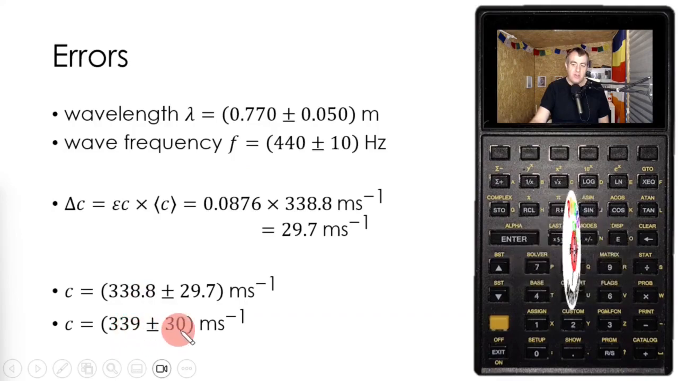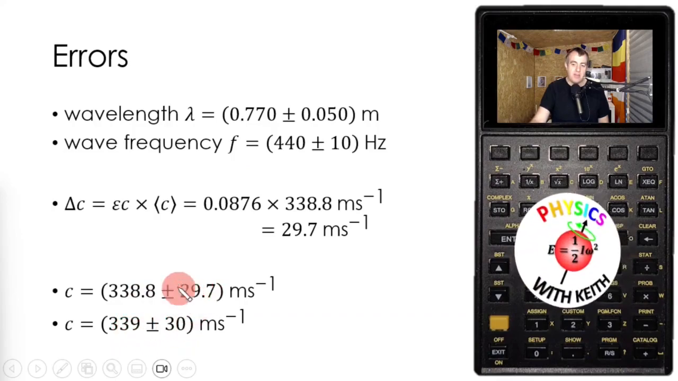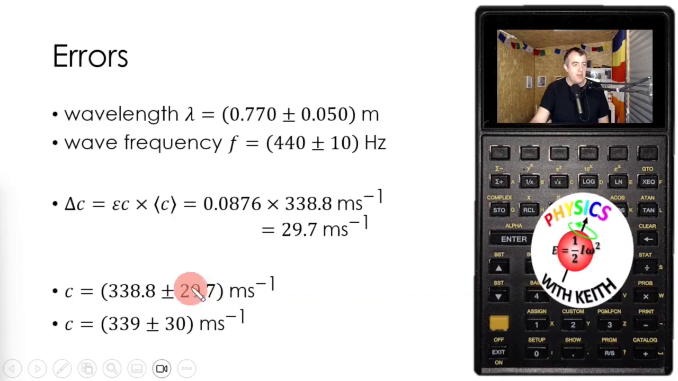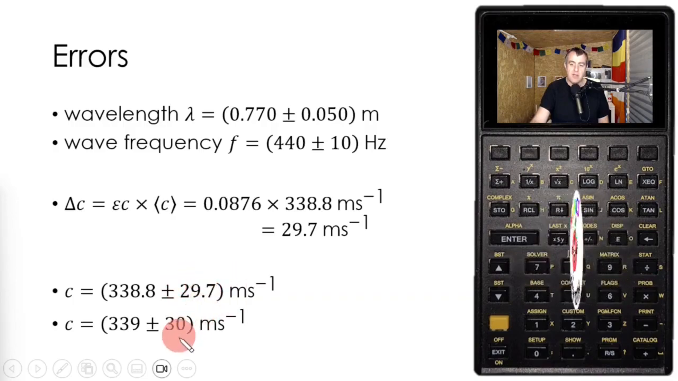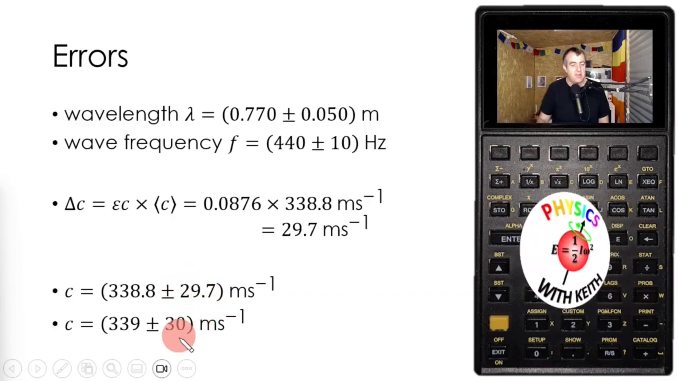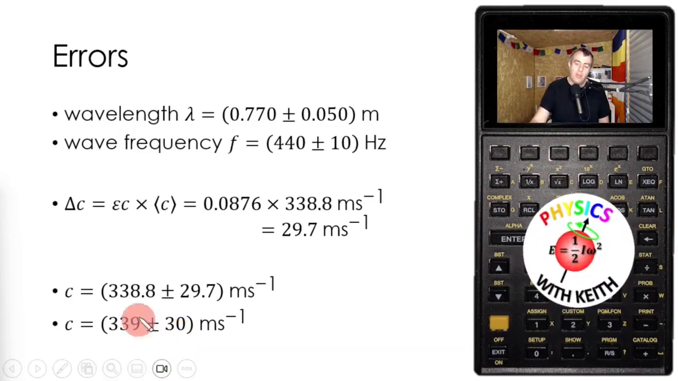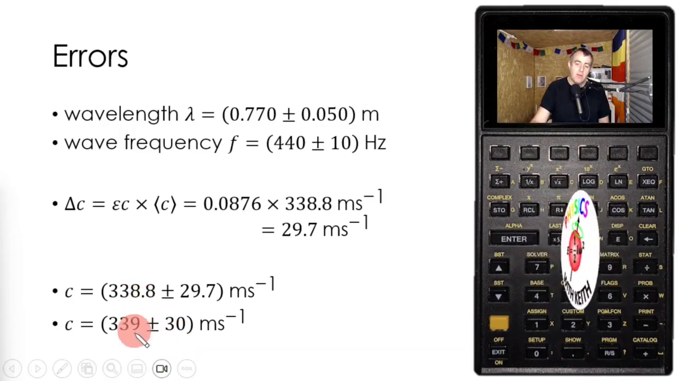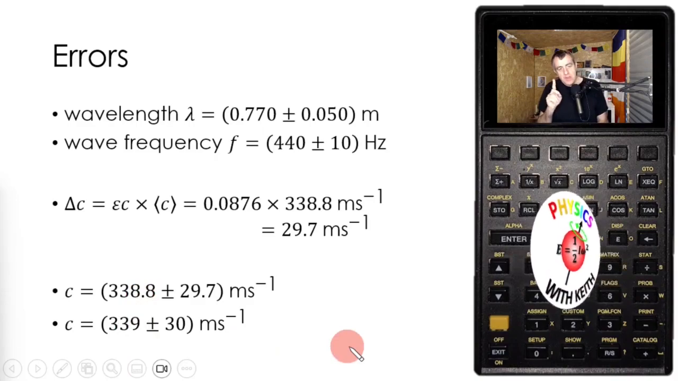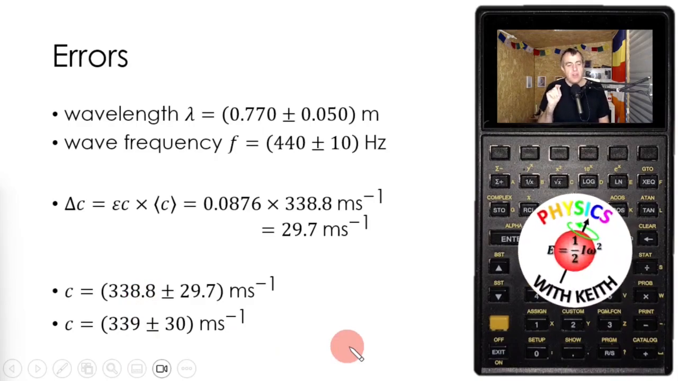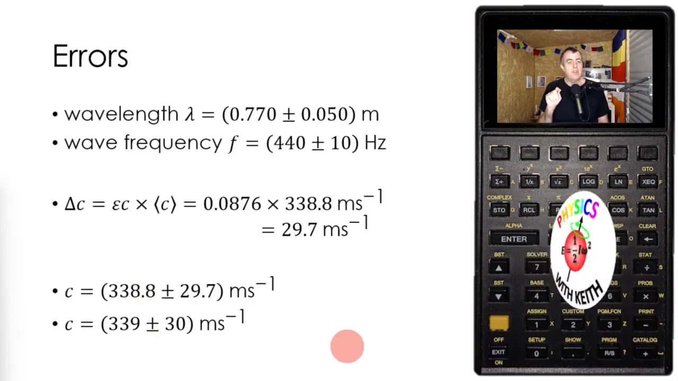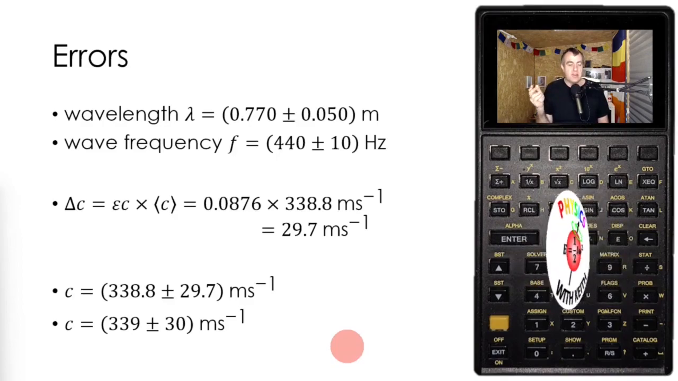Now, look at this interesting step here. I've taken my absolute uncertainty, 29.7 meters per second, and I've rounded it to two significant figures, as I said we would, but I've also rounded away the decimal place. And that's important. We do want the answer to be presented to the same number of decimal places as the uncertainty.